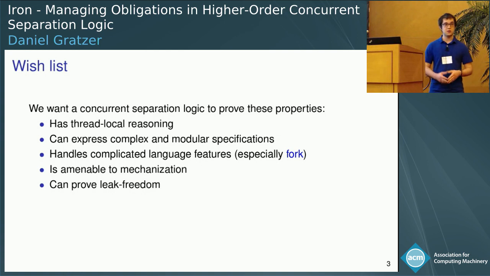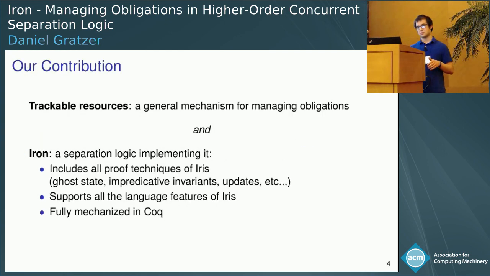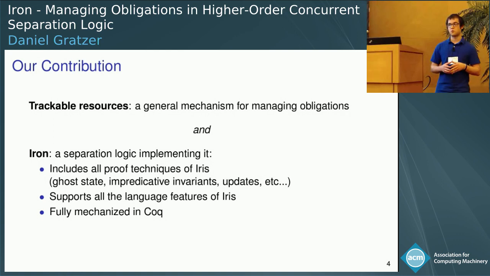And of course, at the end of the day, we want to be able to use this concurrent separation logic to prove leak freedom. Now, to my knowledge, there is no concurrent separation logic that satisfies all of these points simultaneously right now. But we do at least have Iris, which is going to give us the first four. And so we're going to build on this to try and satisfy the fifth. So our contribution is twofold. Firstly, we have a general notion of trackable resources. This is independent of Iris or any concurrent separation logic. It's just an idea that we propose for managing obligations and ensuring that they've been correctly handled.